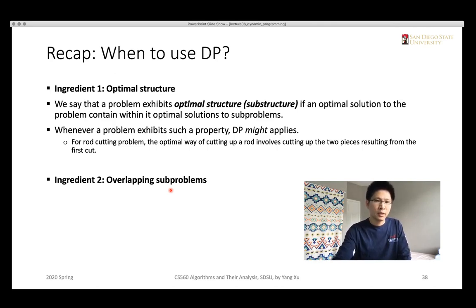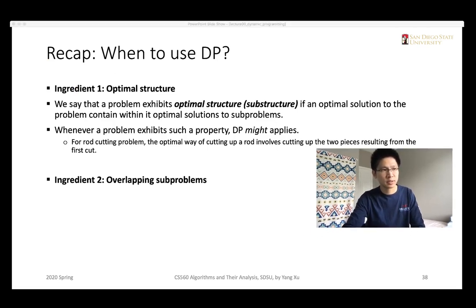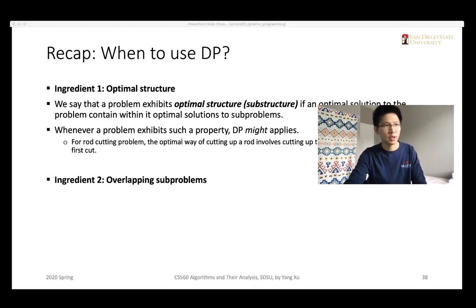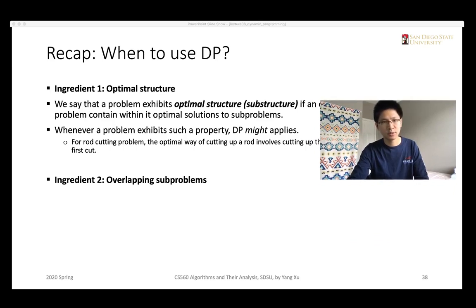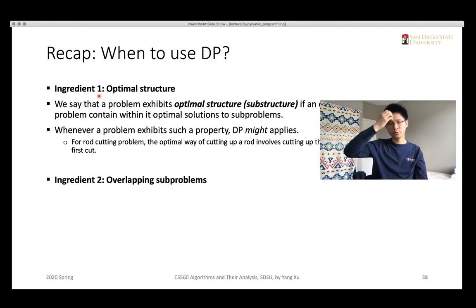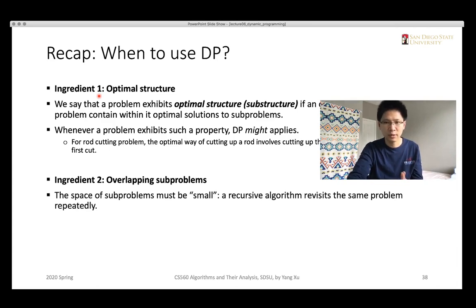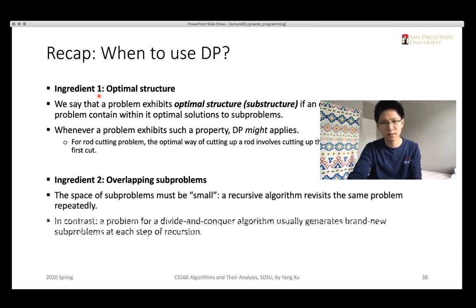But if the same subproblems appear again and again repeatedly, then that's really a good sign that we should consider using the memoized way or the bottom-up way to solve the algorithm. And remember, after each time we solve a subproblem, we need to remember it.